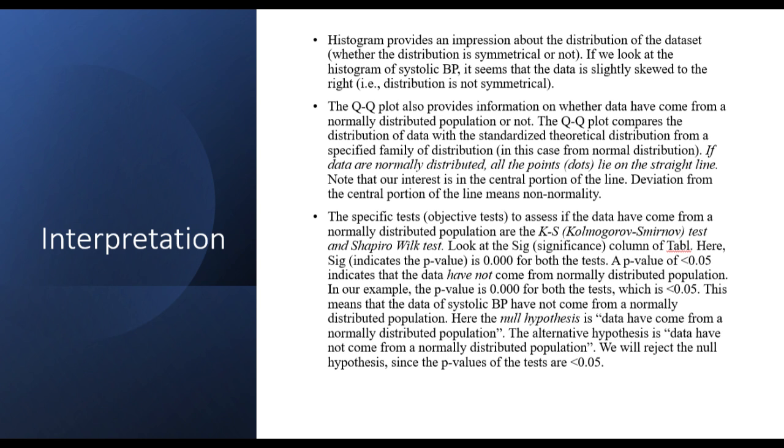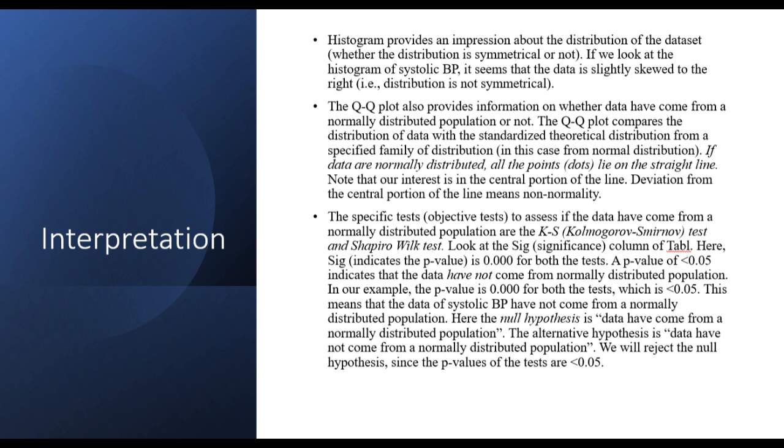Interpretation. The histogram provides an impression about the distribution of the dataset, whether the distribution is symmetrical or not. If we look at the histogram of systolic BP, it seems that the data is slightly skewed to the right, i.e., the distribution is not symmetrical.